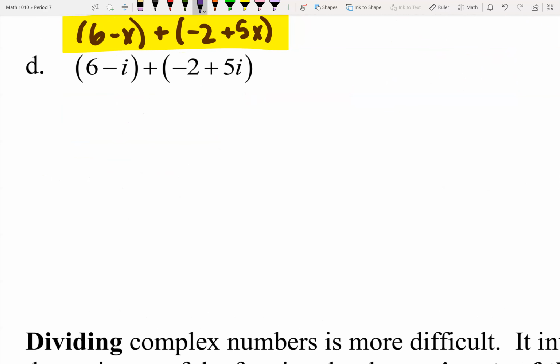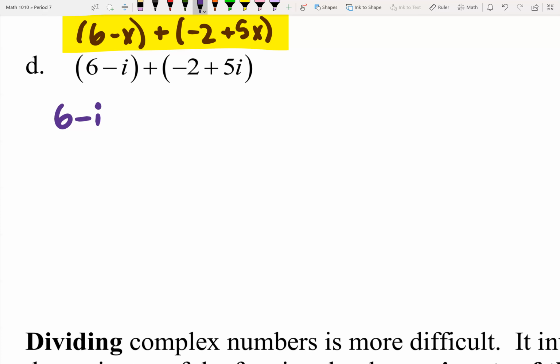Look at those parentheses. If I had a 2 sitting out in front of it, then the first parentheses would be necessary. If I had a negative sitting right there that I had to distribute, then the parentheses would be necessary. I don't have any of those things. So were the first set of parentheses necessary? Everybody in the room? No. So I just want you to write 6 minus i.